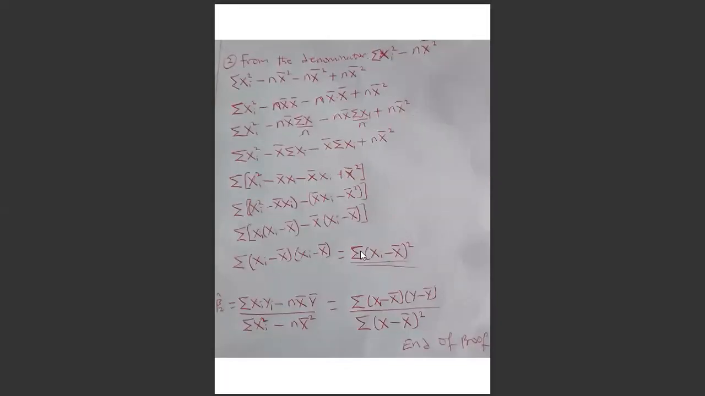So now we can see that this expression, summation x y minus n x bar y bar over summation x squared minus n x bar squared, is equivalent to summation (x minus x bar) in bracket (y minus y bar) in bracket over summation (x minus x bar) in bracket squared. This is the end of proof. See you in the next lecture. Thank you.